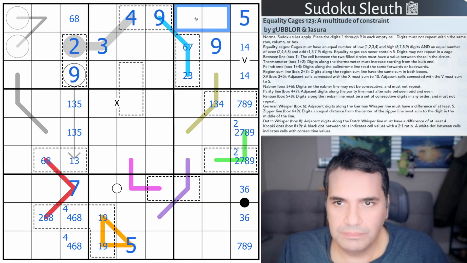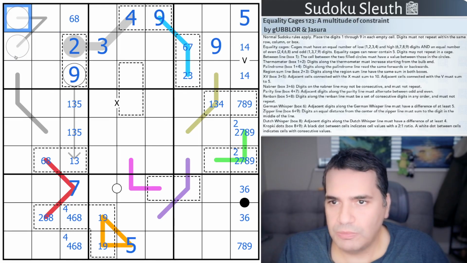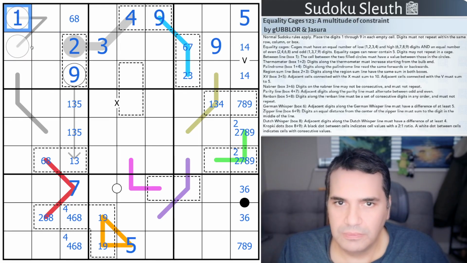No 1, no 1. 1 has to be in here on the in-between lines. Can't be in the middle, otherwise one of them would have to be 0. So that's 1. Yeah, tricky now. Suddenly very tricky.